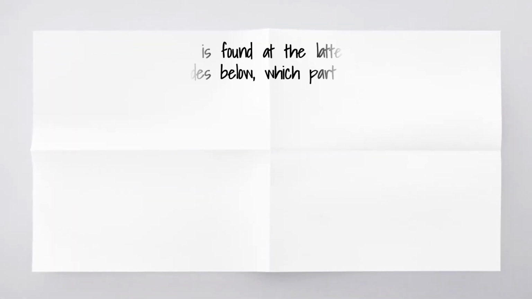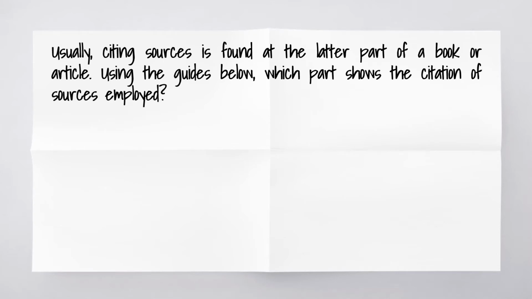As it was mentioned earlier, citing sources is found at the latter part of a book or article. Using the guides below, which part shows the citation of sources employed?